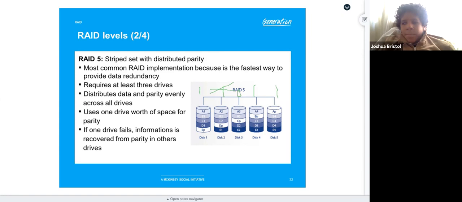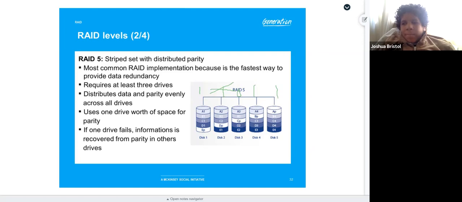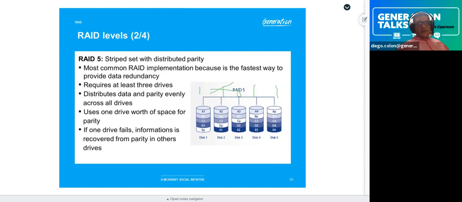Because it doesn't put Humpty Dumpty all in one drive, as long as you don't lose more than one drive, it will recover. Obviously, there is a time for it to recover. It's going to be performing much slower while it's trying to recover the data. Fair warning, you don't want to wait too long to replace the disk because obviously if one died, there might be an issue with the rest of them.